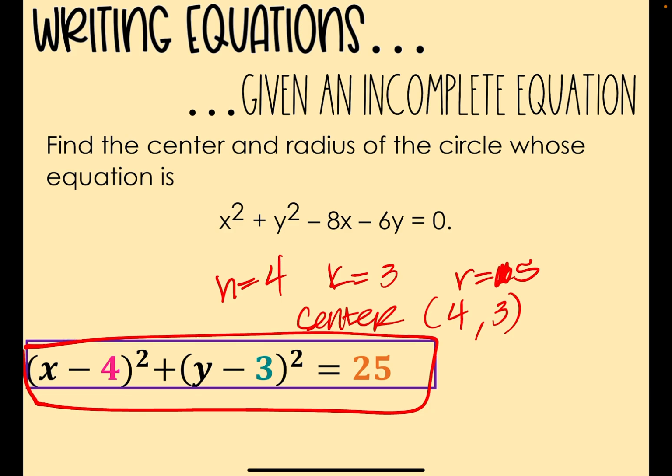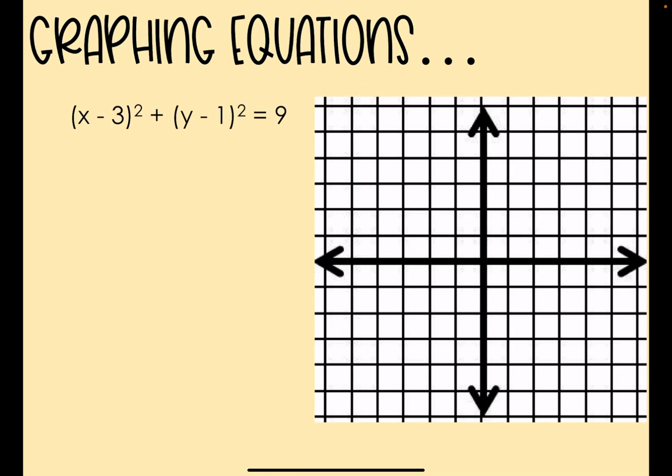All right, last section, y'all. This one's the easy one. So we started off easy, we got harder, harder, harder, and now we're back to easy. When you're graphing equations, you want to pull your h and k value. Your h and k value is going to give you your center. In this case, that's going to be 3, 1. My radius for this is going to be the square root of it, which is going to be 3.